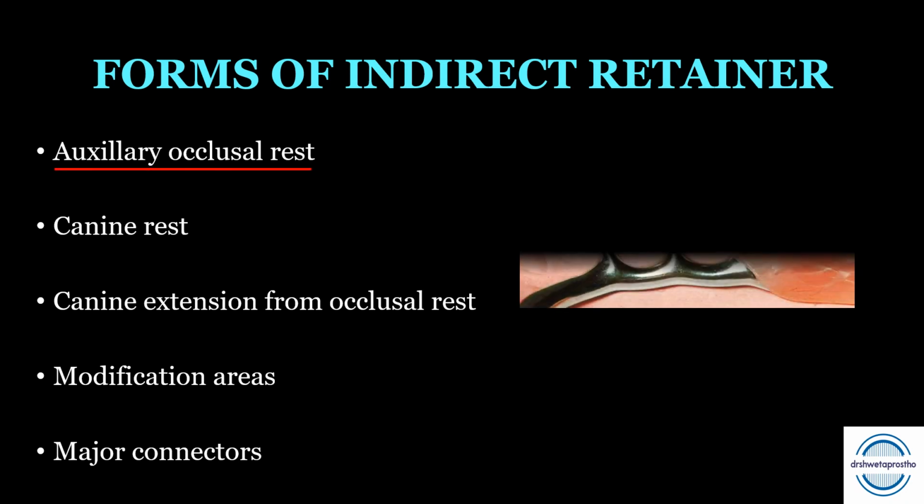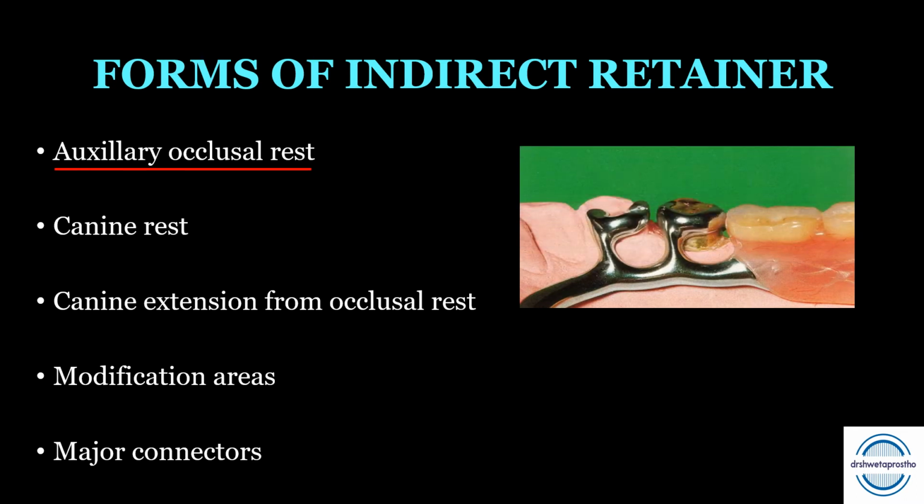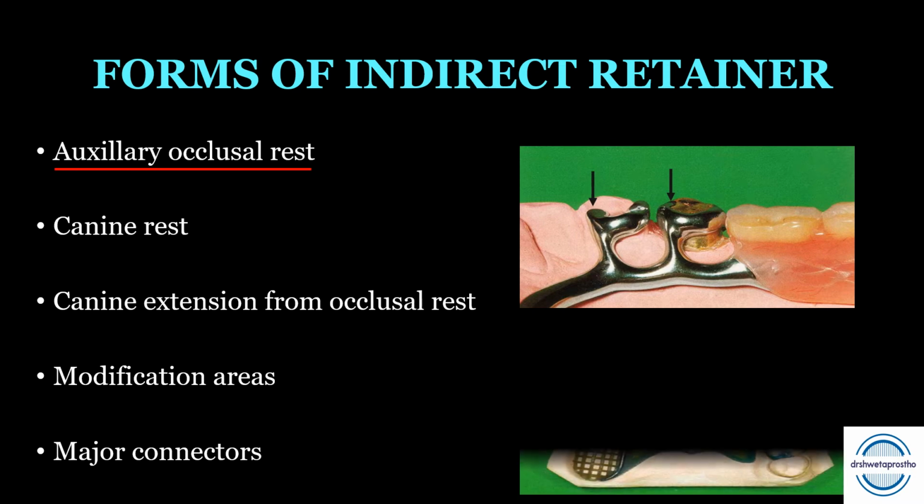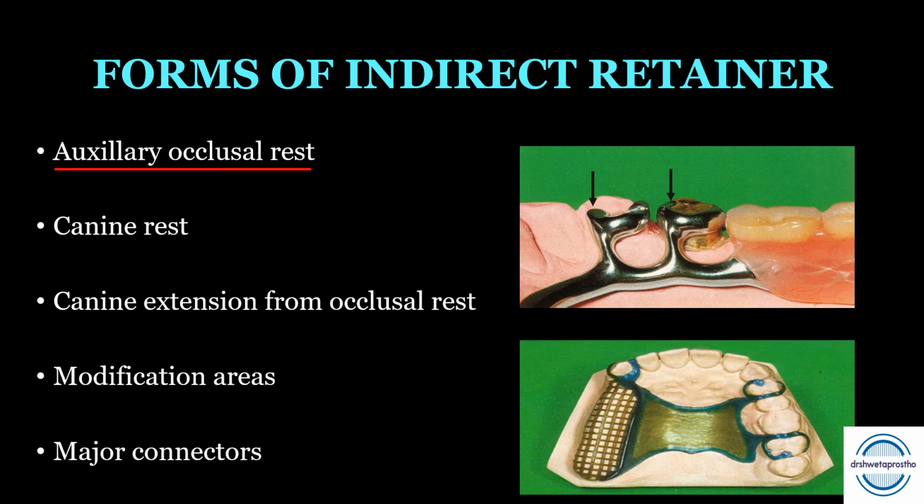First is the auxiliary occlusal rest. Now the rest that is the part of the main retentive clasp assembly is called the primary rest, whereas the auxiliary rest or the helping rest are the additional rests. They are given on the occlusal surface and are called the auxiliary occlusal rest. They are placed far away from the fulcrum line and the denture base. Thus, they prevent the rotation and act as the indirect retainers.